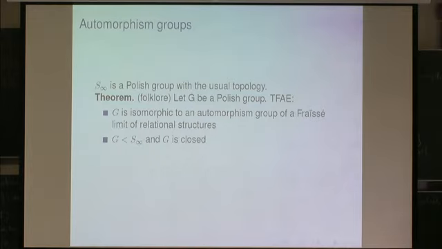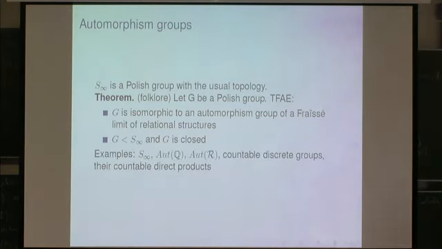Okay, and also a well-known theorem is that a Polish group is an automorphism group of a Fraisse limit if and only if it's a closed subgroup of S infinity. Now, some examples, and the most important ones for this talk are S infinity, the automorphism group of the rationals, and the automorphism group of the random graph. The countable discrete groups are also good examples, and we can form countable direct products, and we will still have automorphism groups of Fraisse limits.